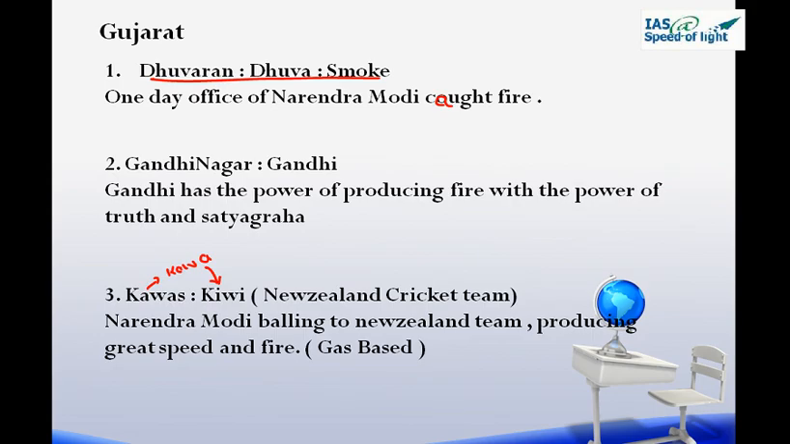Okay, so with his bowling, he's producing so much great speed with the ball that it is producing fire. Okay, so now Kavas is Kiwi, and it is in Gujarat, Narendra Modi, and we are relating it with fire, and this is a gas-based station. First gas station was the Anta in Rajasthan. If you remember, that Anta became Ant, and it was traveling on the back of the camel.